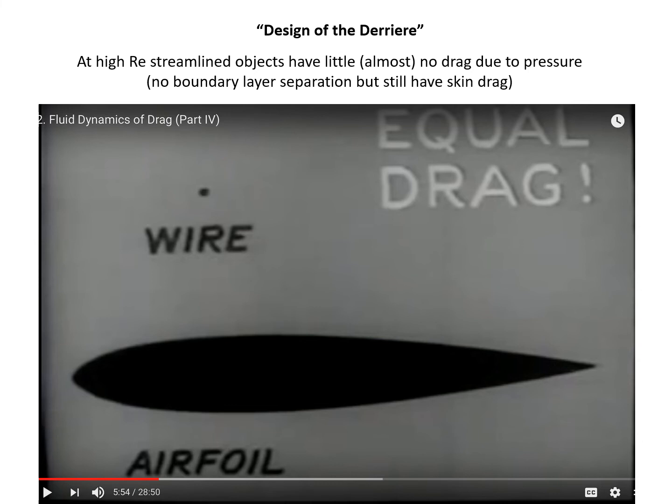and then puts a wire. And these are drawn to scale of this dimension. These are drawn to scale, and he finds that that little teeny wire has equal drag to that much bigger cross-section.